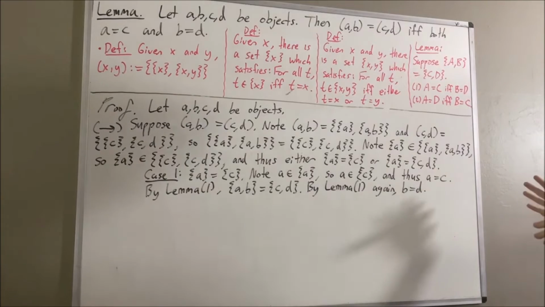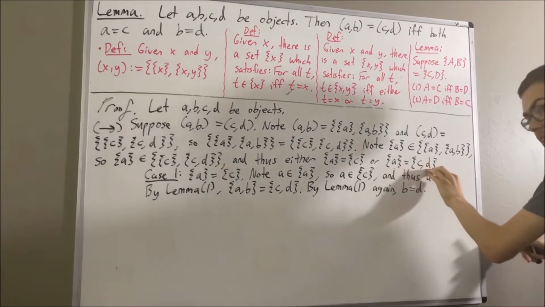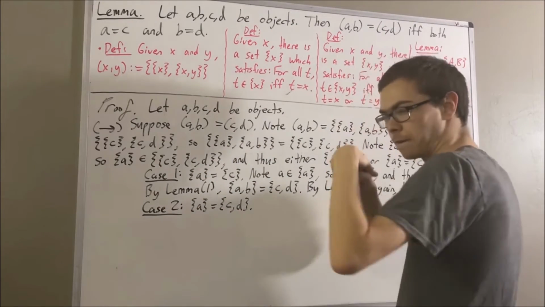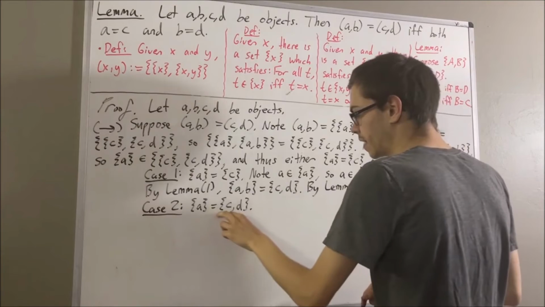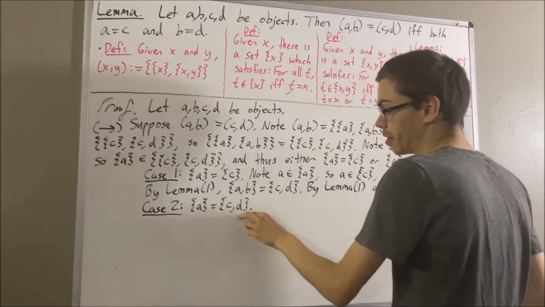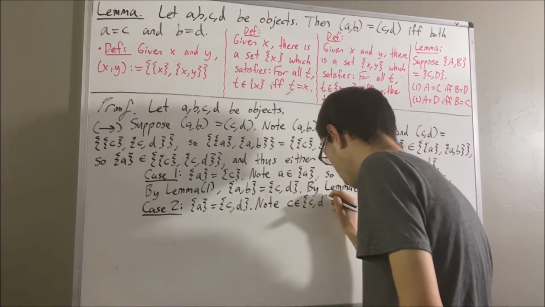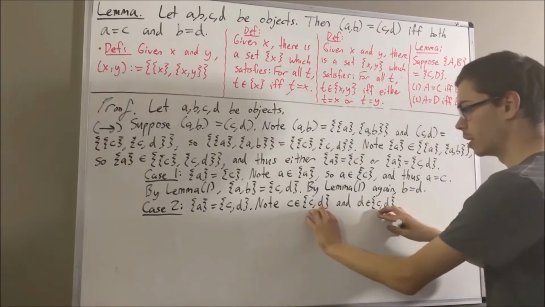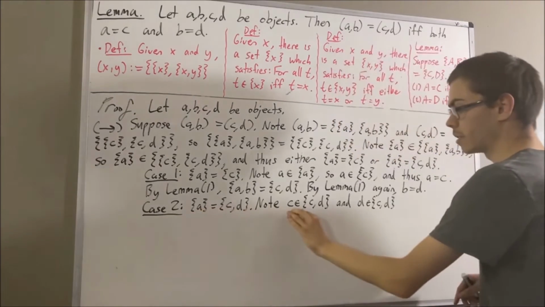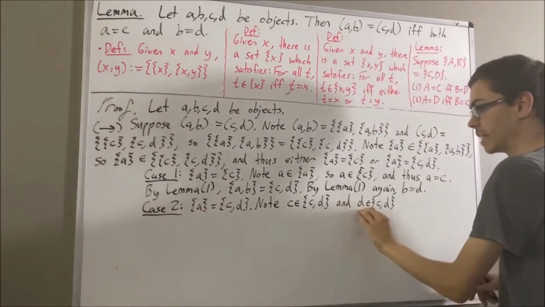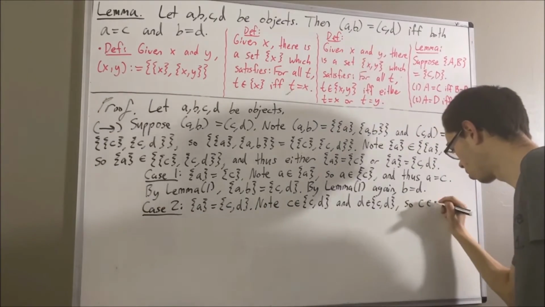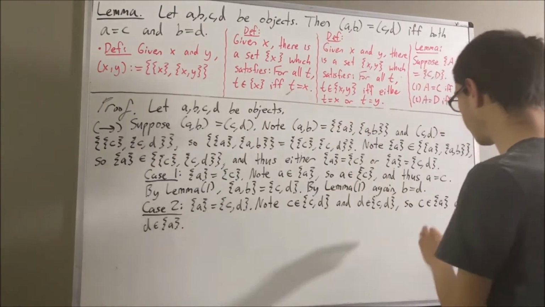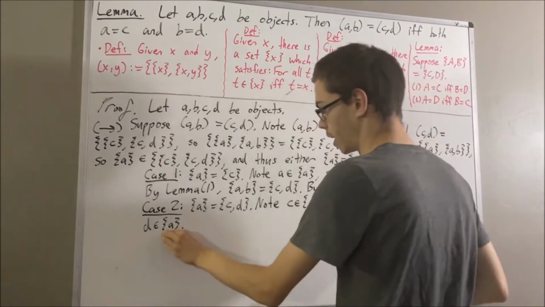Now we're going to move on to case two, where this is the case. Now, by definition of a pair set, we know that C is an element of this set and D is an element of this set. And since C comma D is equal to the singleton set of A, it follows that C is an element of the singleton set of A and D is an element of the singleton set of A. And by definition of a singleton set, we have that C is equal to A and D is equal to A.